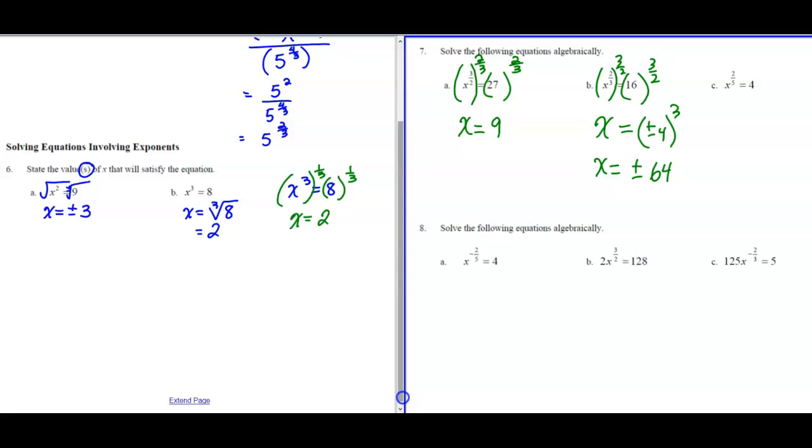Because I'm taking the square root and then cubing, when there's an even denominator on both sides, you can have positive or negative. You can go check. Put it back in. Positive 64 raised to the 2/3, you get 16. Negative 64 to the 2/3, you get 16. Test them out.